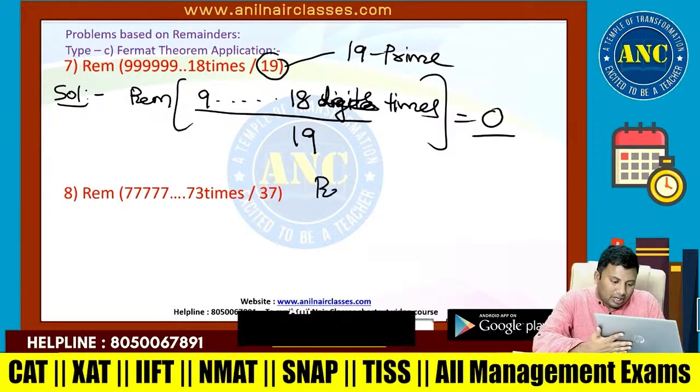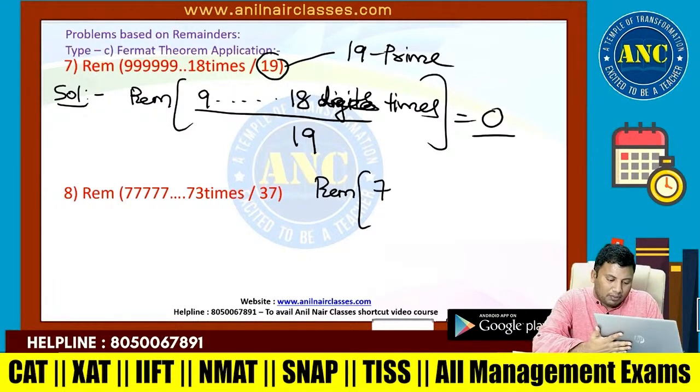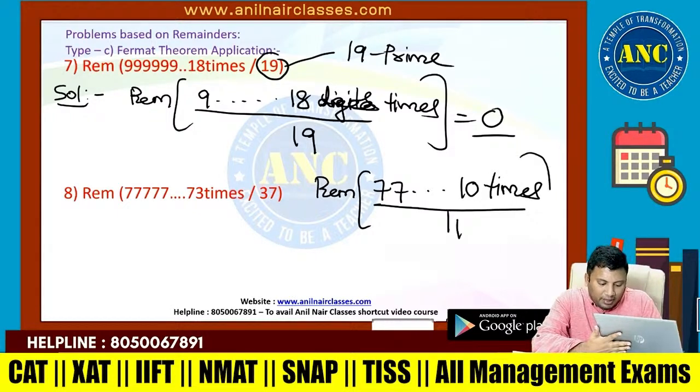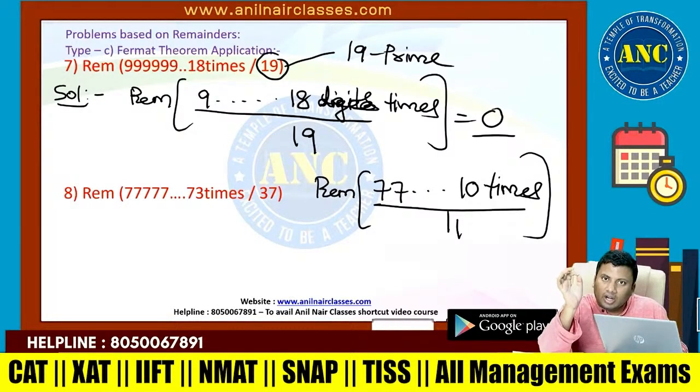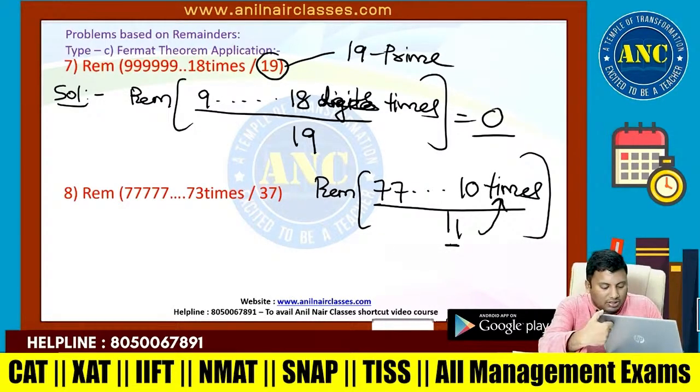One more example. 777 written 10 times divided by 11. Any single non-zero digit written P minus 1 times is always divisible by P if P is prime. If it is 11 minus 1 times, so it is 10 times, so remainder is always 0.